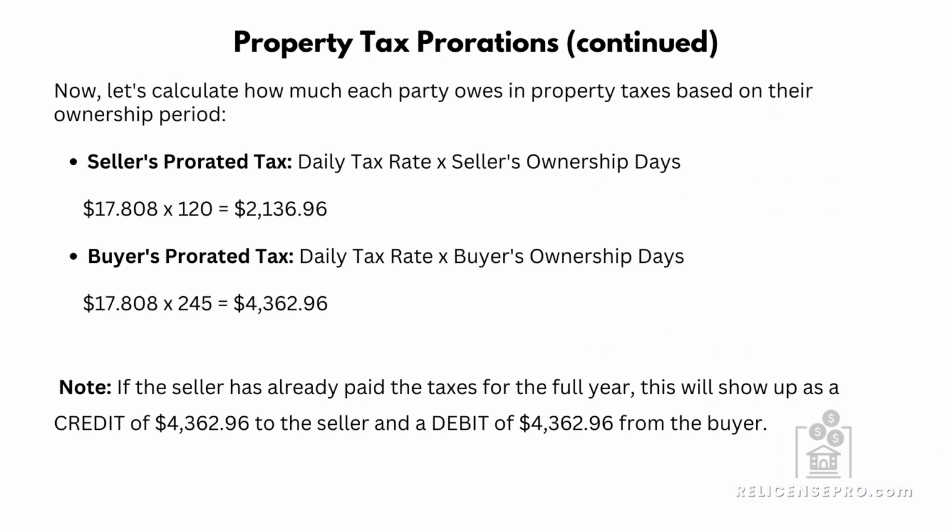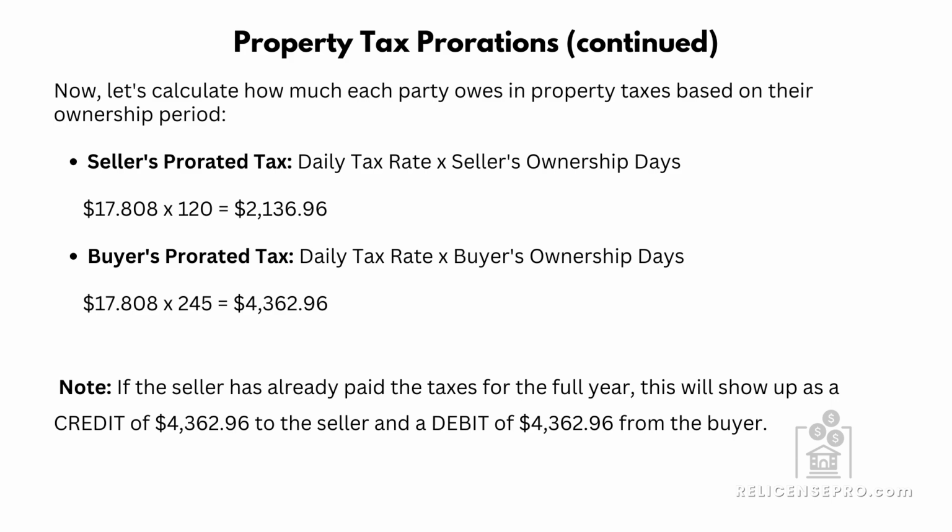All right, step number 3. Now let's calculate how much each party owes in the property taxes based on their ownership period. The seller's prorated tax is the daily tax rate times the seller's ownership days. Based on when they closed, the daily rate of $17.808 times 120 days that the seller owned the property for that year is $2,136.96. The buyer's prorated taxes are the daily tax rate times the buyer's days of ownership: $17.808 times 245 days is $4,362.96.